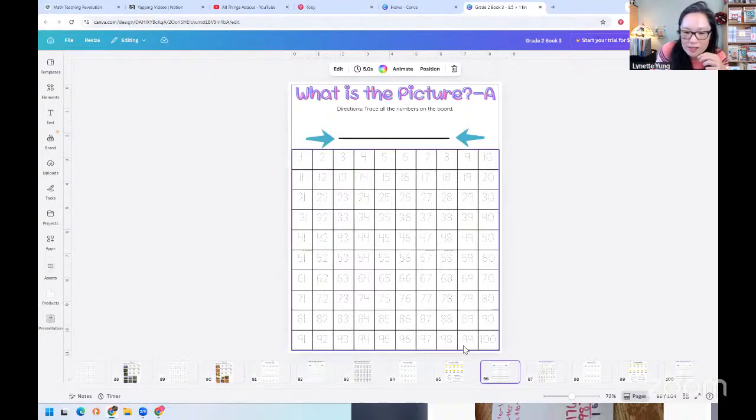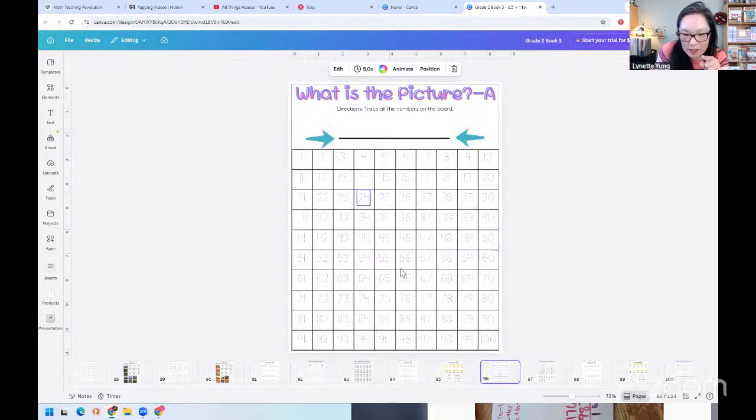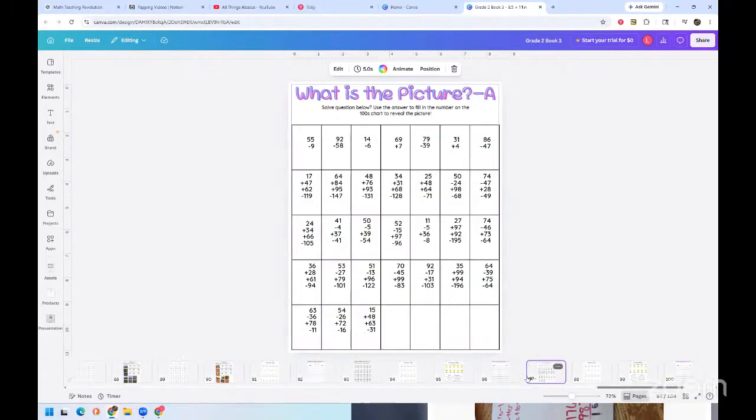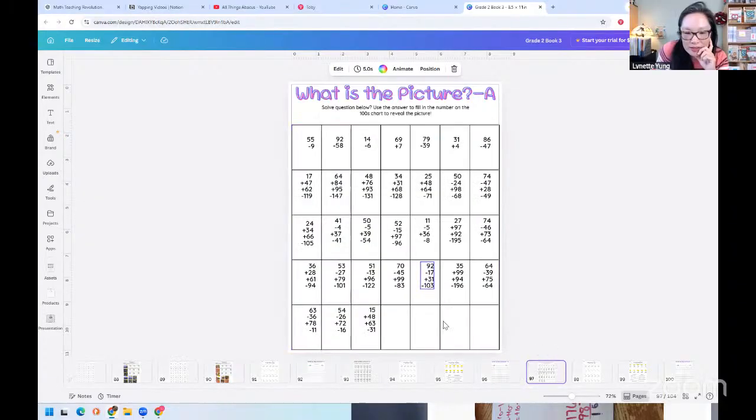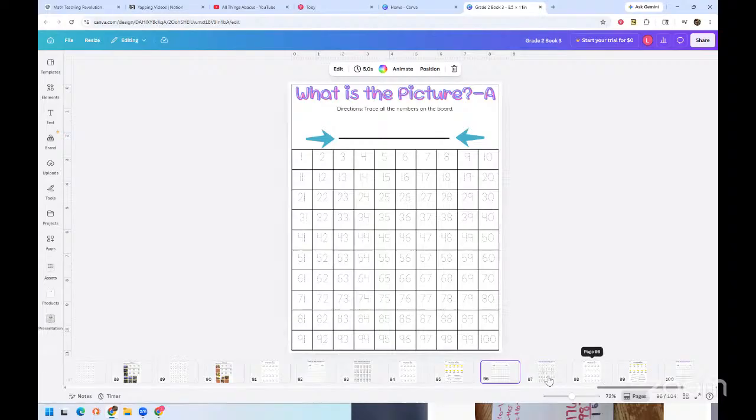This is to get them to trace their numbers from 1 to 100. This is really boring, but what I did is I added sums. They have to figure out what the sum is, what this number is, and then they have to color in the square that's over here. Can we do one of those?